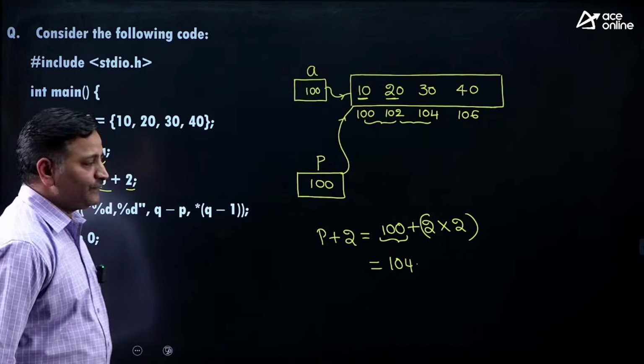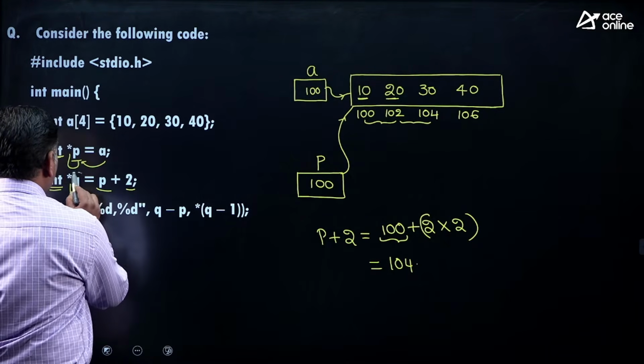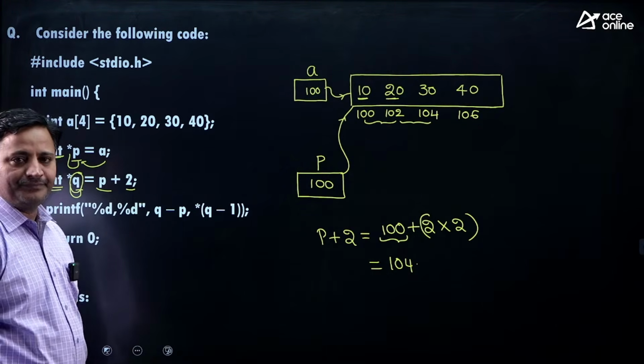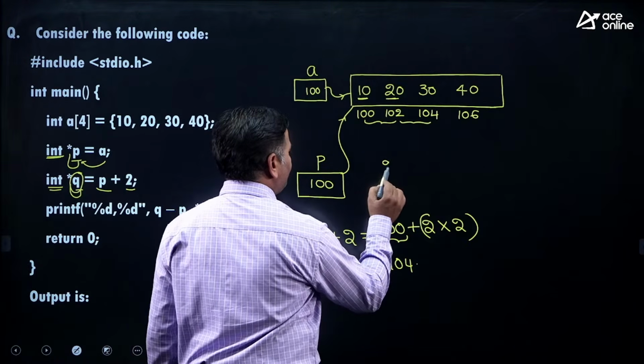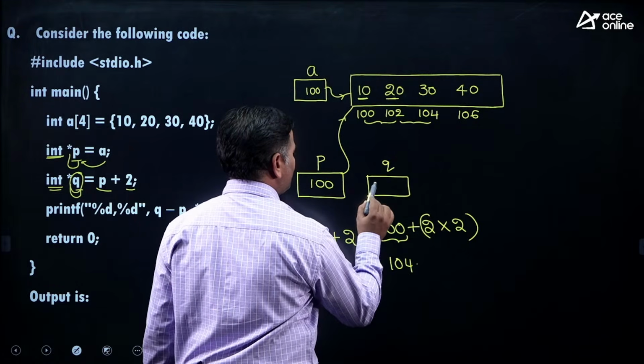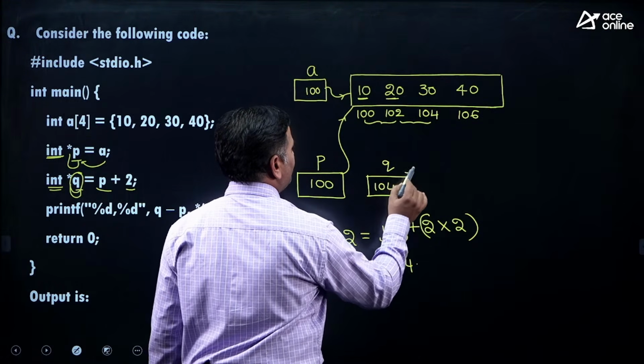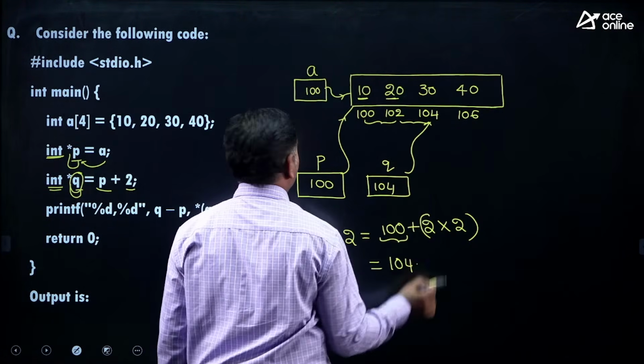P plus 2 value is 104. So that 104 is assigned to the pointer called q. Therefore q is a pointer which is holding address equal to 104. Then it is pointing to the 104 location, friends.